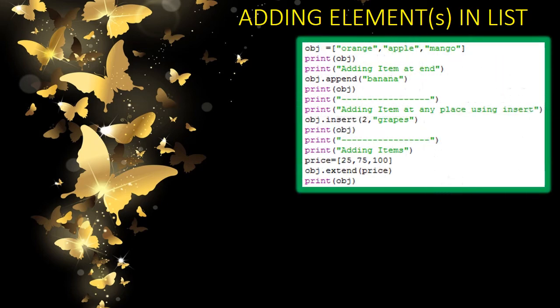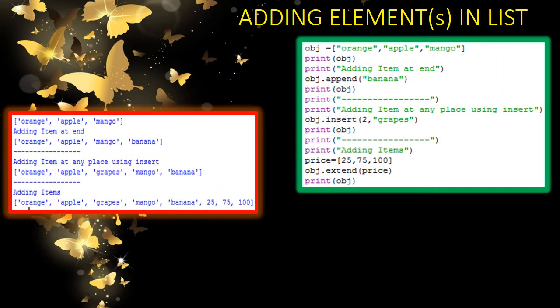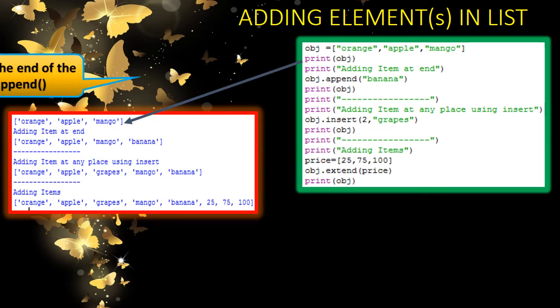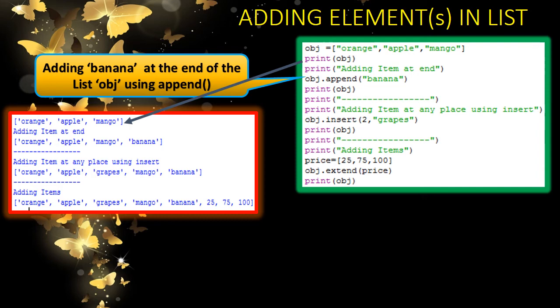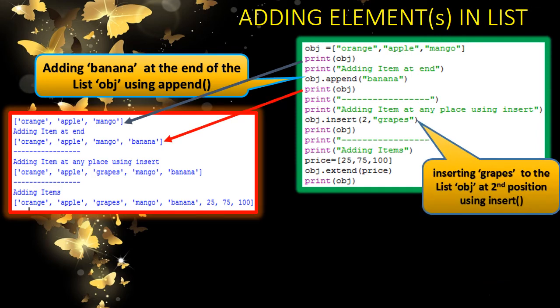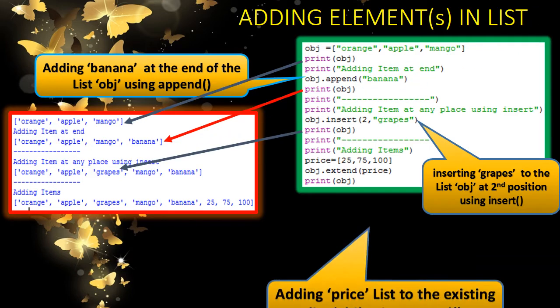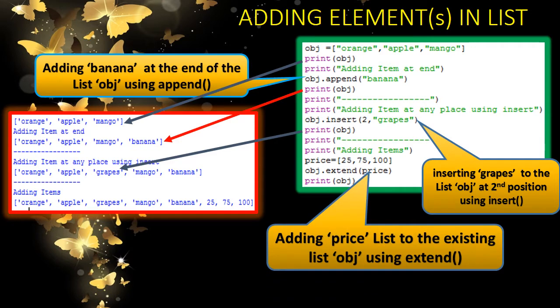So here the first initial object contains the values orange, apple, mango. Using the append method, banana is going to be added at the end of the list. And in the second position, grapes is inserted using the insert function. And next, a price list is created, and it will be added at the end of the object list.